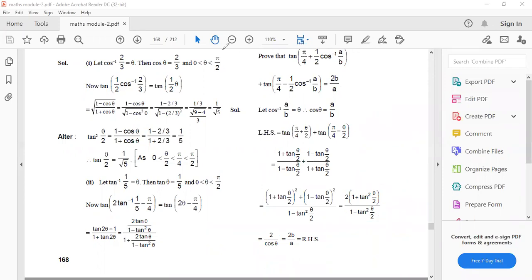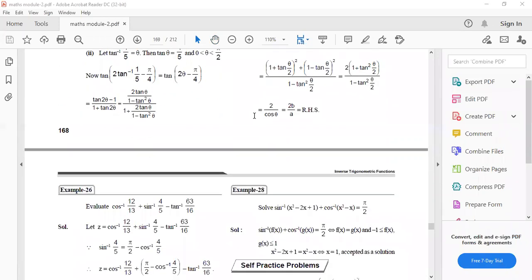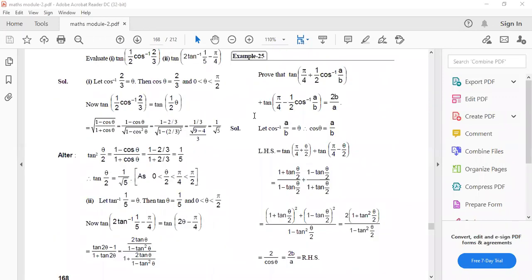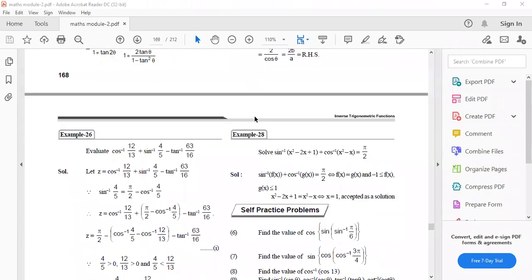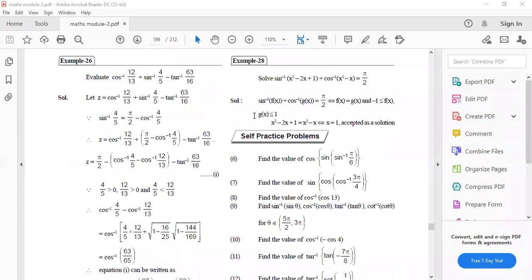Got it, all of you? Got it? How to solve this kind of questions? Everyone? Fine. This is a very simple question. I would not want to discuss this. Cos inverse, sin inverse, tan inverse. Convert everything and you will get the answer.